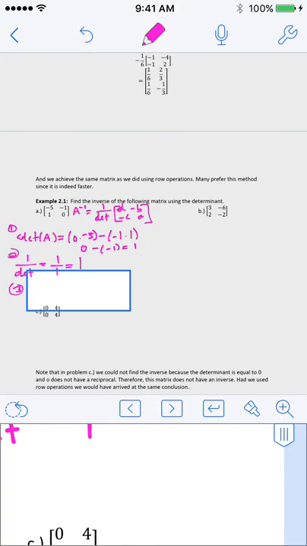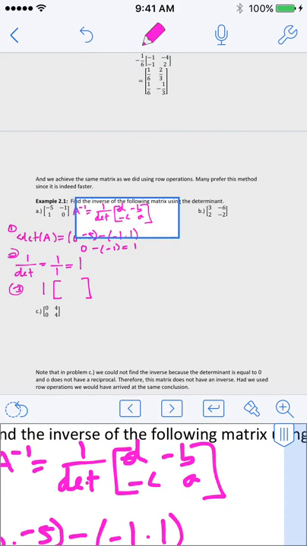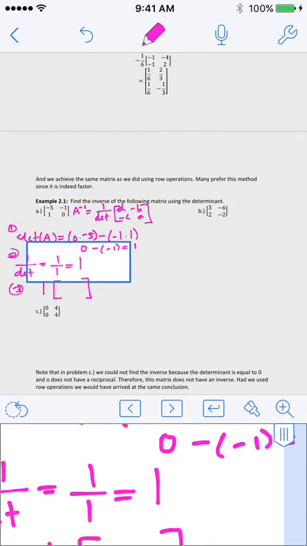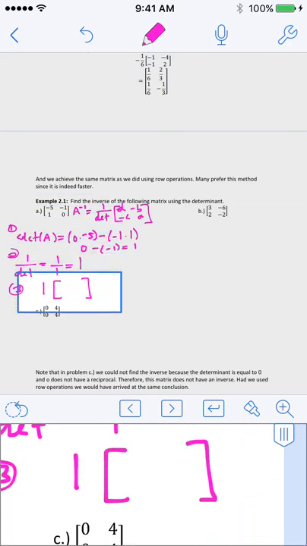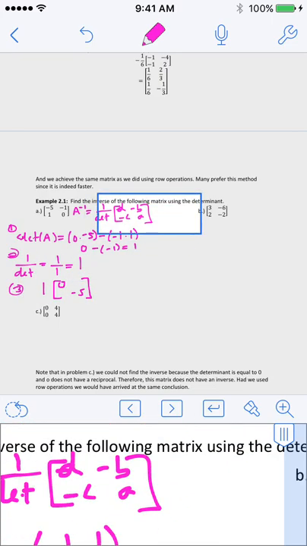We need to create this new matrix that we're going to multiply by 1 over our determinant. Now remember, our original matrix was A, B, C, D, so it went straight across the rows: A, B, and then row C, D. What they want us to do is take A and D and switch places. So if A is negative 5 and D is 0, then we switch their places: 0 and negative 5.